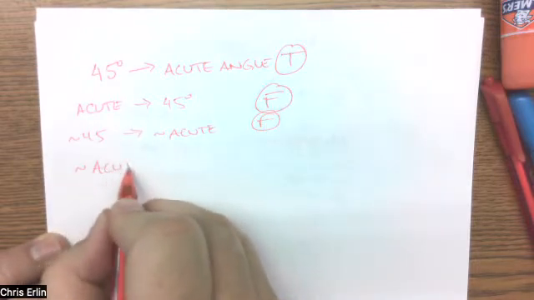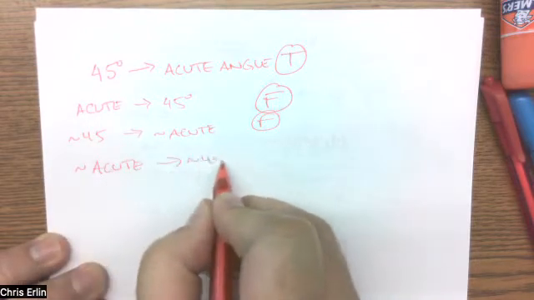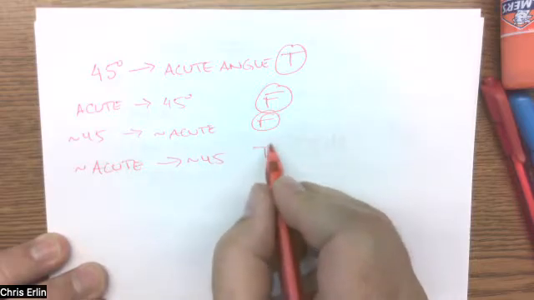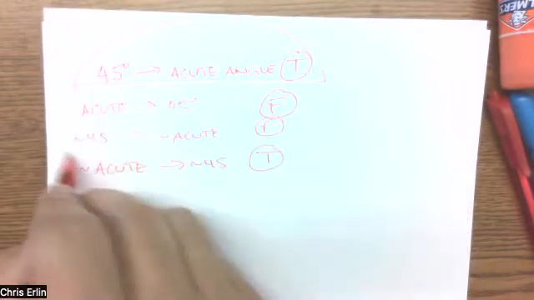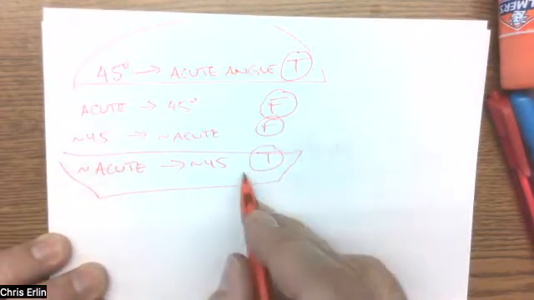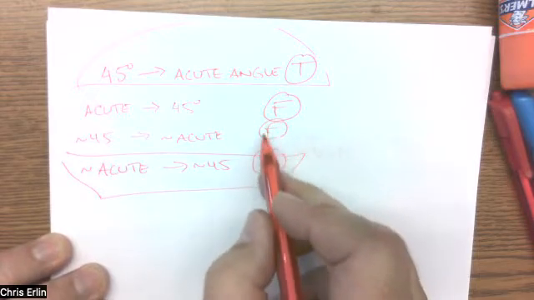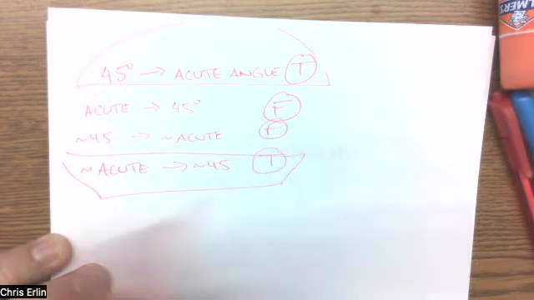And if I said it's not acute, then it's not 45. If I did the contrapositive, that would also be true. Because again, the burger is always going to have reliable buns. And although the mystery meats are going to be the same, we don't know whether they're true or false.